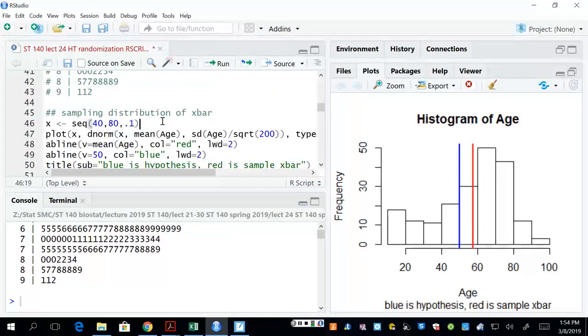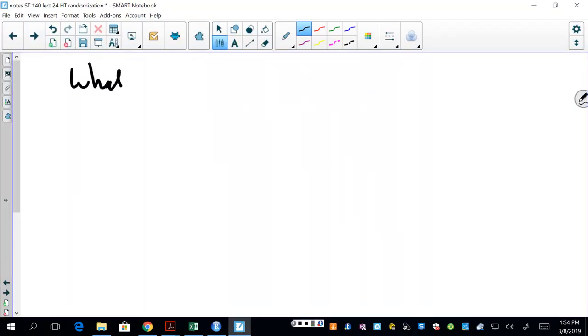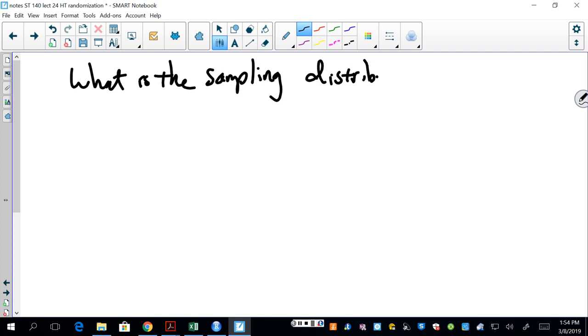And so we're going to look at the sampling distribution of X bar, focused at X bar, and at the sampling distribution focused at 50. So X bar is roughly normally distributed, even though the ages aren't quite normal, and they have that kind of peaks and things, right? We know that X bar is approximately normal. So what is the sampling distribution of our sample statistic X bar?